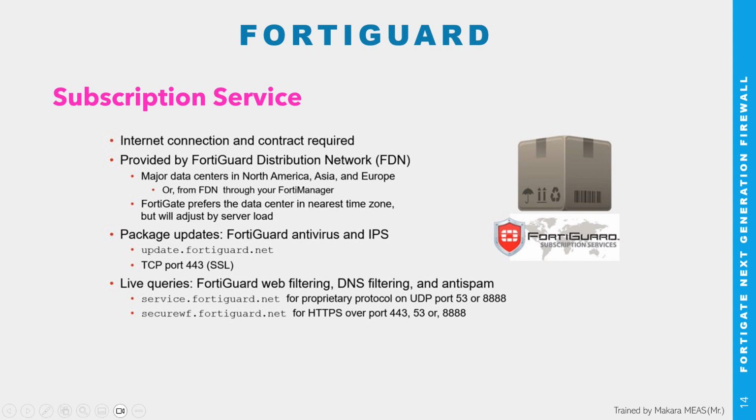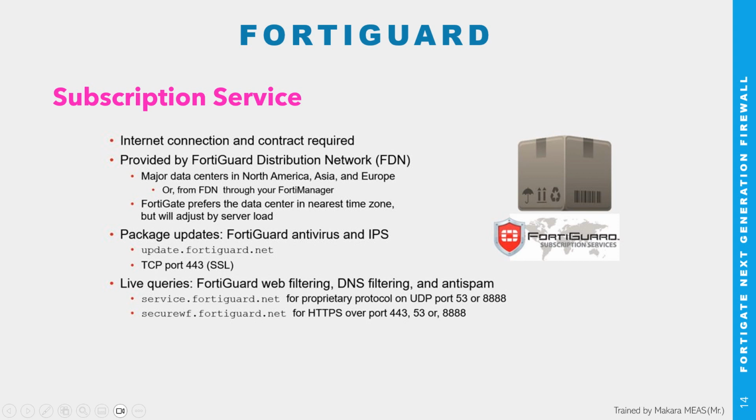So you need the internet connection. And this one we already studied too, about the FortiGate relationship, right? About the FortiGate distribution network. We also can use the FortiManager to deliver it. So in case you don't have the internet connection, you can activate offline with the FortiManager as well.